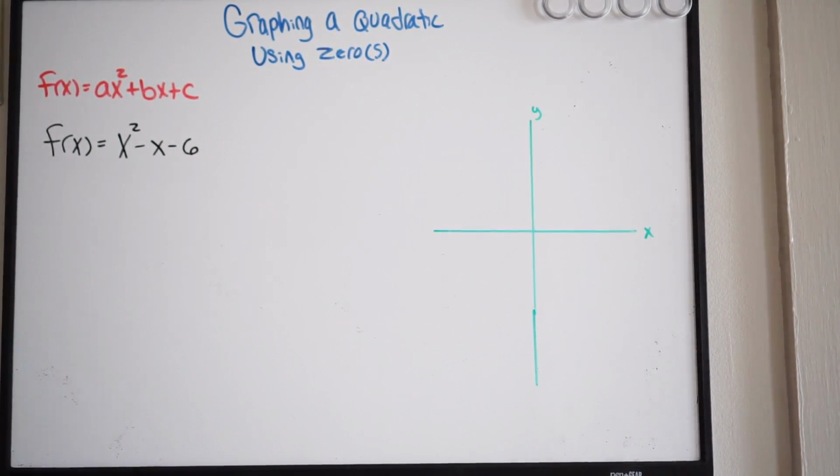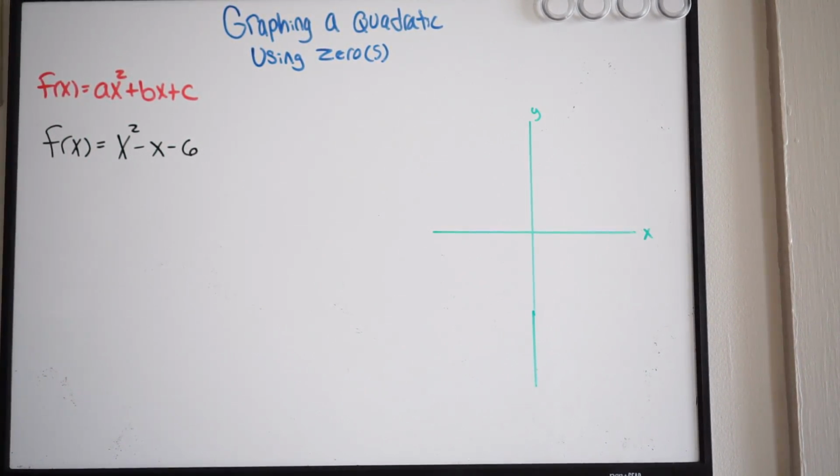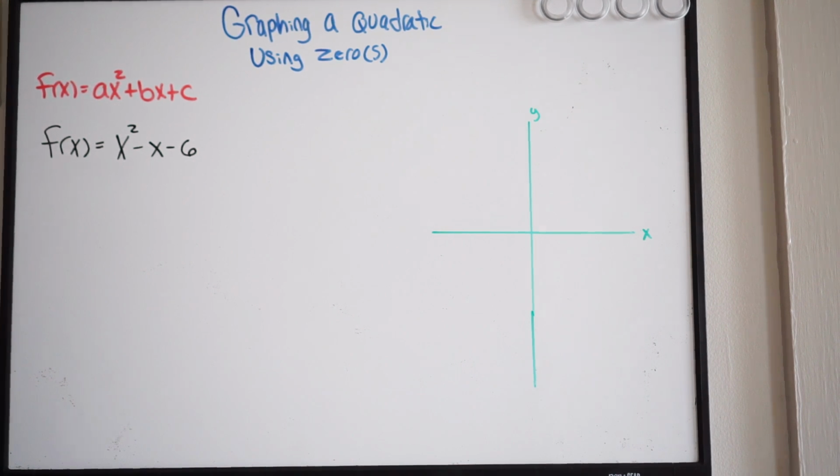Okay guys, today we're going to be talking about graphing a quadratic using zeros. Now remember, the zeros are where the quadratic or the function is crossing the x-axis. So whenever you're finding the zeros, you always know that the y value will be 0, and it's where it is crossing the x-axis. So in this case, here's our function.